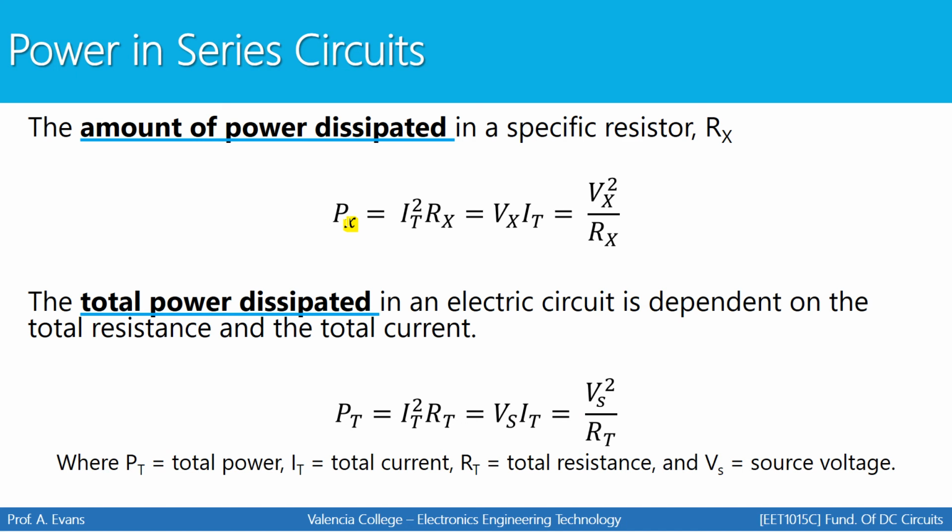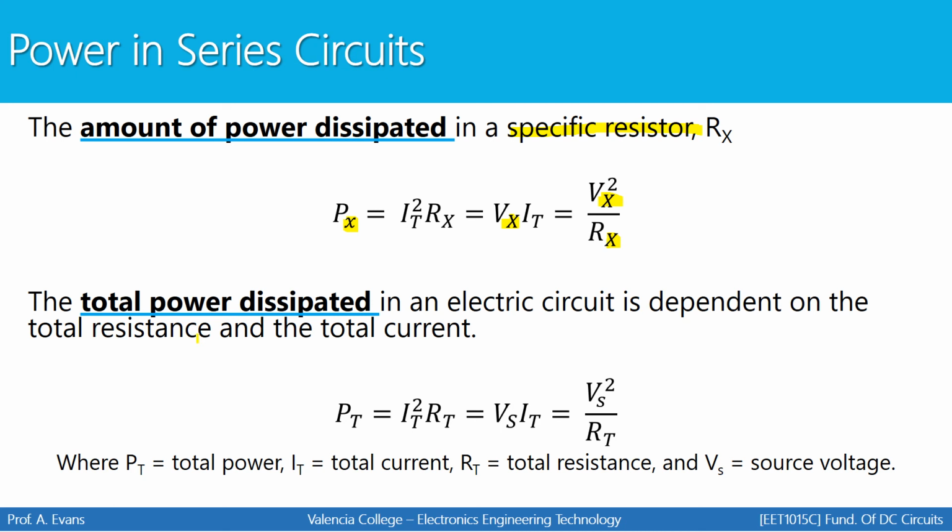The power for a single resistor when you have a series circuit is the total current squared times that resistor value, or the voltage of that specific resistor times the total current, or the voltage of that specific resistor squared divided by its value. Again, this is to find the amount of power dissipated in a specific resistor.